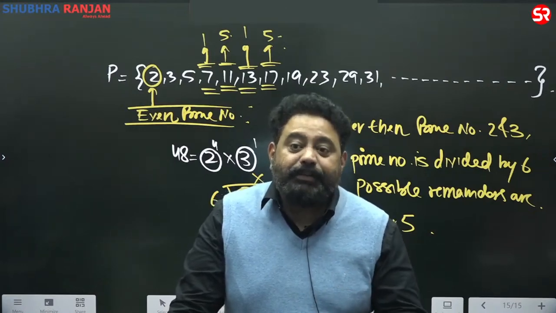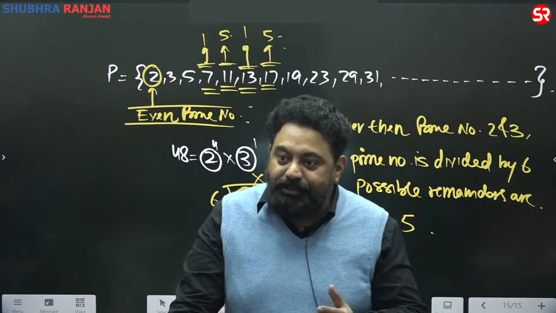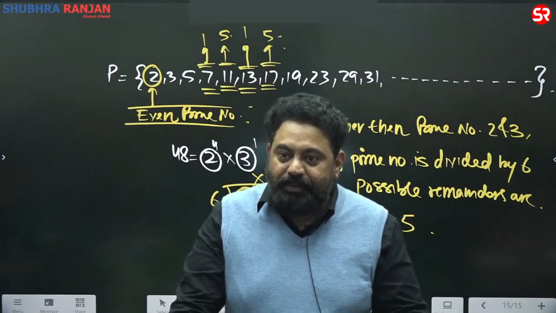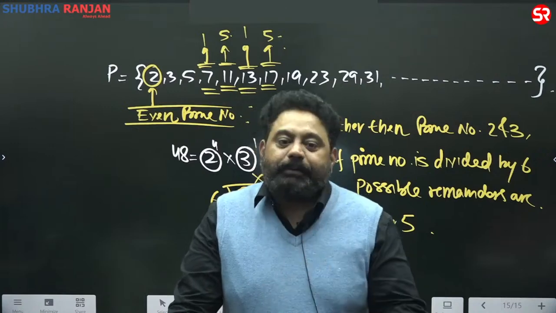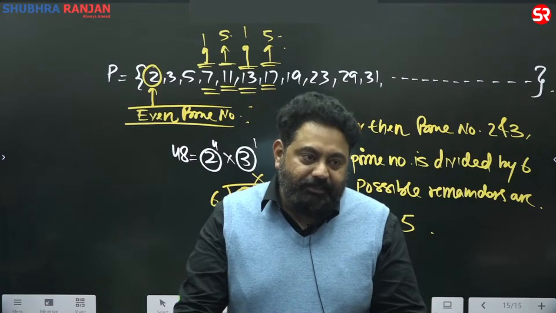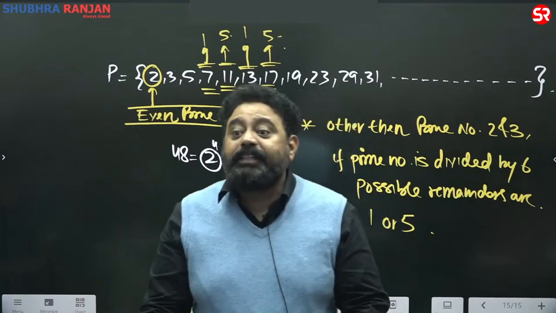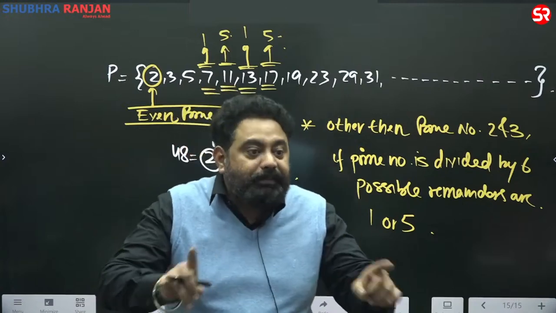So sir, how do we know whether a given number is a prime number or not? Right? How do we know whether a given number is a prime number or not? First is divide by 6. If it leaves remainder 1 or 5, then it may be a prime number. But if it leaves remainder other than 1 or 5, it cannot be a prime number.